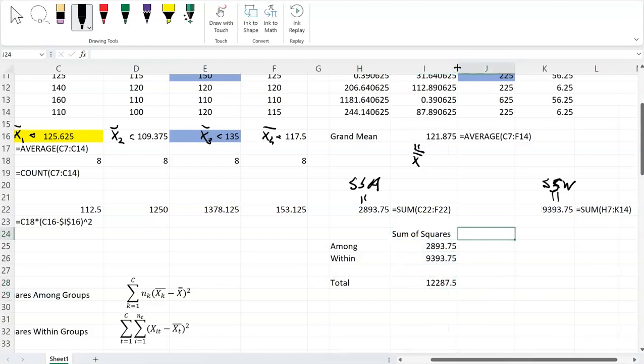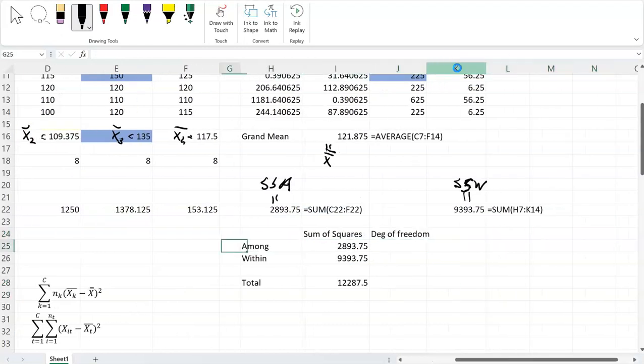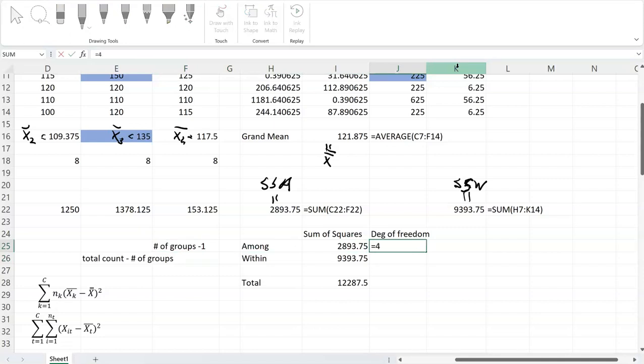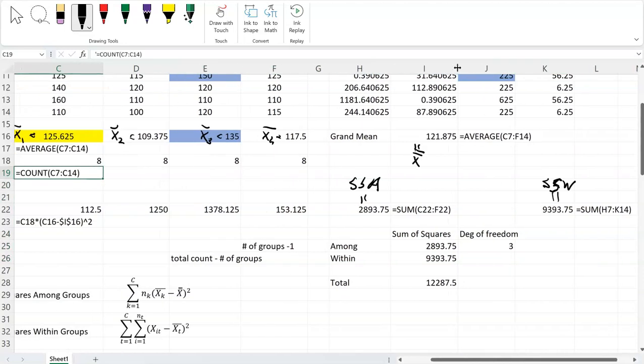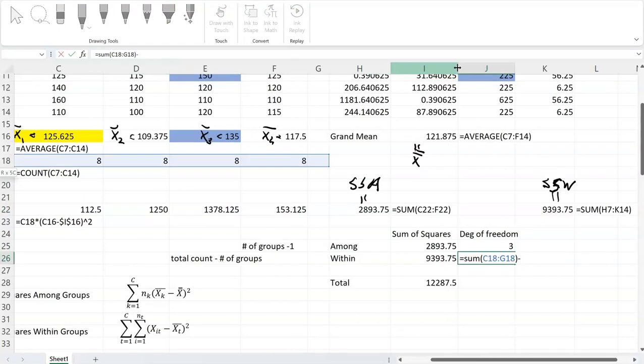After we find that, we need our degrees of freedom. For among, the degrees of freedom is just the number of groups minus 1. And for within, it's going to be the total count minus the number of groups. So for among, the degrees of freedom will be the number of groups minus 1, which is 4 groups minus 1. For the within, in each group we have 8 values, so let us sum all that and subtract the number of groups, which is 4.